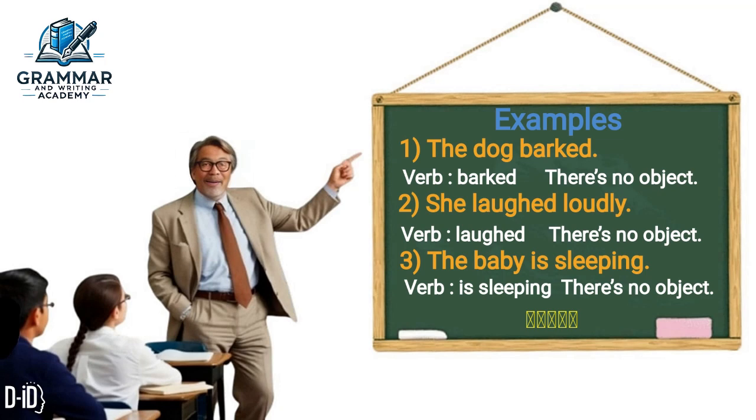Example 3. The baby is sleeping. Verb: is sleeping. There's no object. We just know that the baby is sleeping, and that's enough for the sentence to have a complete idea. Intransitive verbs are strong and independent. They make sense all on their own.